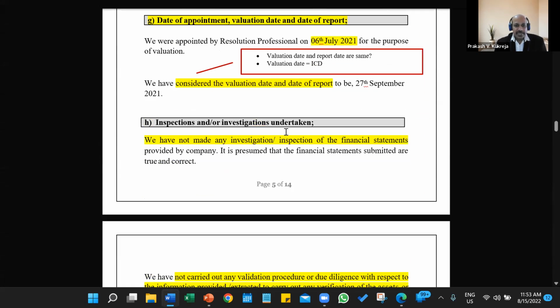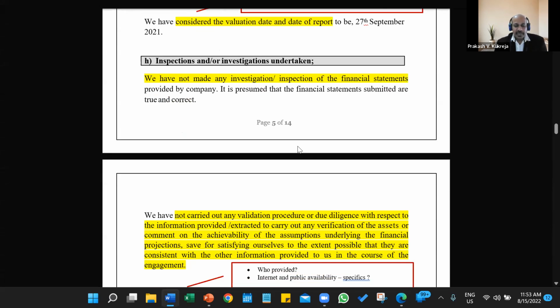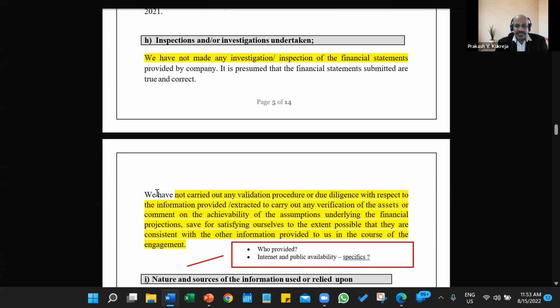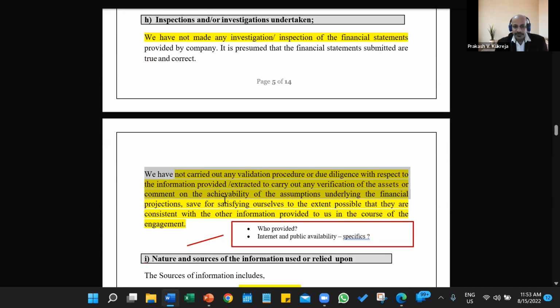Yeah, we discussed the dates and inspection. Now here, again, it is very important that whenever you're doing a valuation, whatever information you have received, of course, it is not your responsibility whether that information is correct or not. You have to rely on the management, which is a disclaimer you always give. But you cannot put statements like we have not carried out any validation procedure or due diligence with respect to the information provided, extracted to carry out the verification of the asset. I don't appreciate this statement. There has to be some sanity check. If not, at least there would be some discussion with an RP in this case.